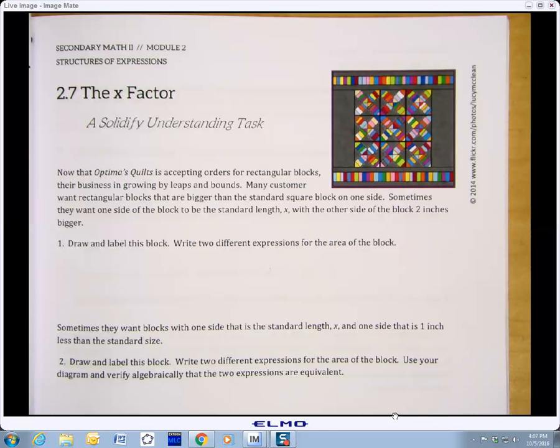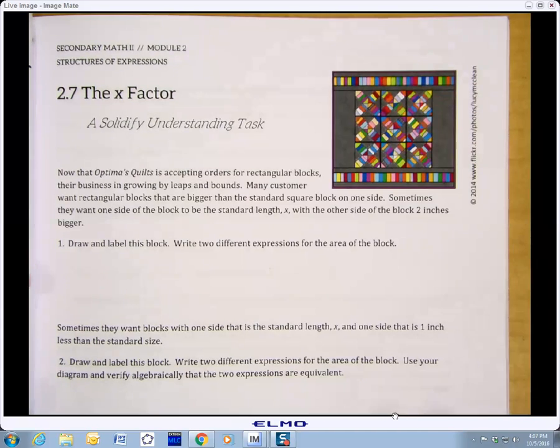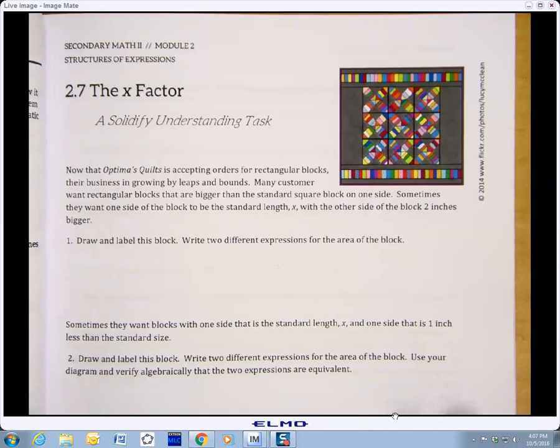Hello Math 2 students. So we're going to be working on task 2.7 today. So go ahead and get your notebook out. Go ahead and title it the X factor. I'll give you a moment to do that, but do it quickly please.